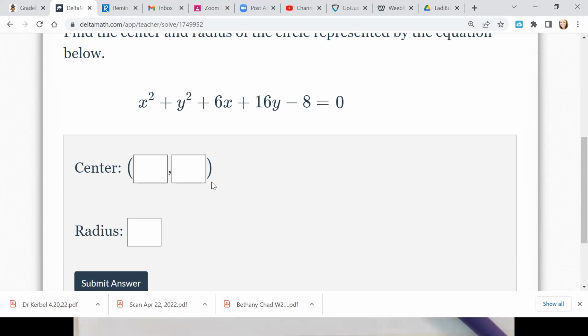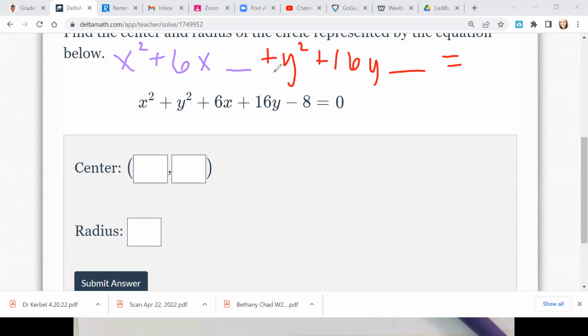Good. Okay, what do we do first? You want to put it in graphing form instead of standard form. Think back to the examples we just did. Okay. x squared plus 6x, then blank. Then for my y's, what do I have? Plus 16y, blank, equals what on the other side? It was a -8, so when I move it over, now it's gonna be a +8.